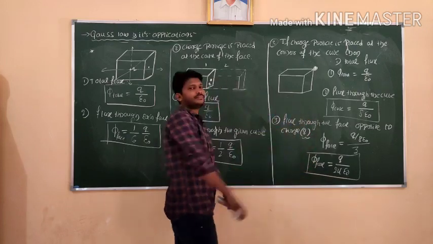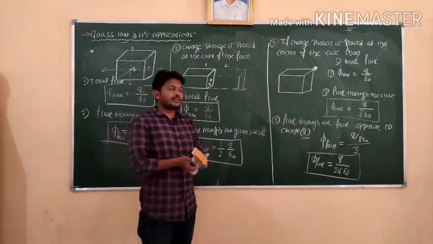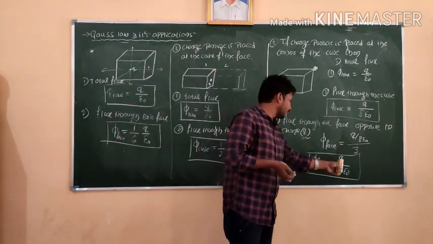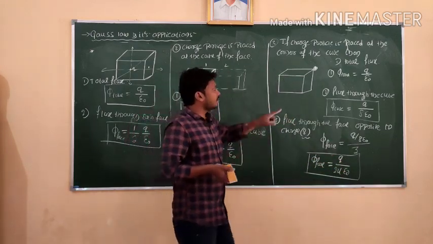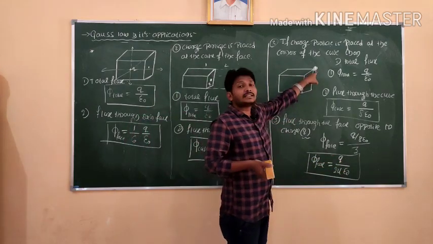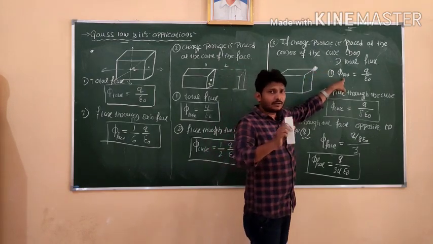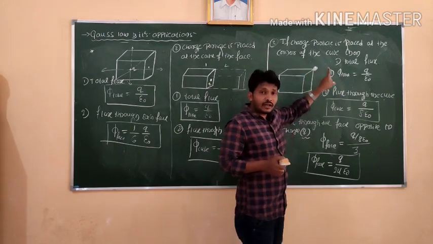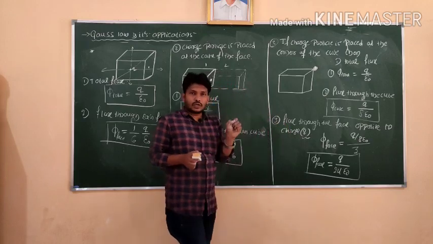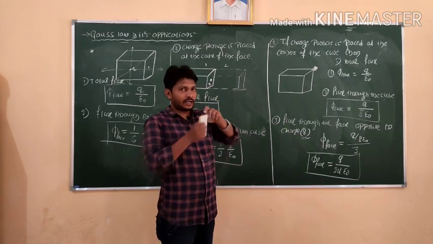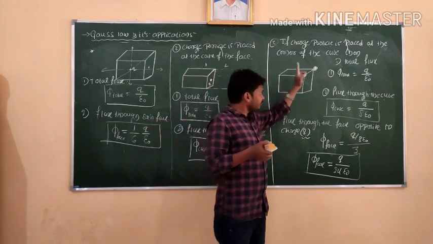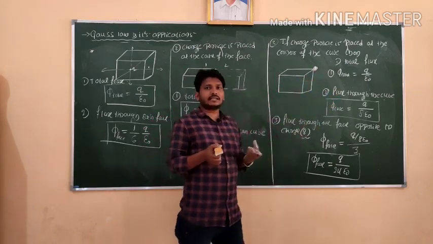So phi is equal to Q divided by 24 epsilon naught. Remember here, if the charge particle is placed at the corner, total flux value will be Q by epsilon naught. Flux through the cube is Q divided by 8 epsilon naught. Why? Because 8 cubes are required for enclosing the charge. Then flux through the faces I will consider.